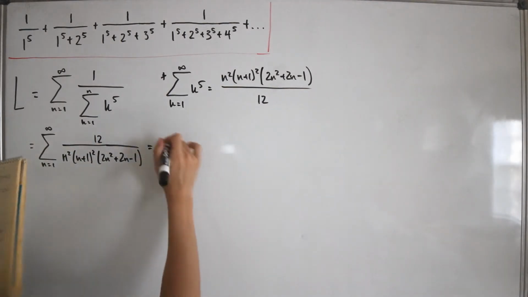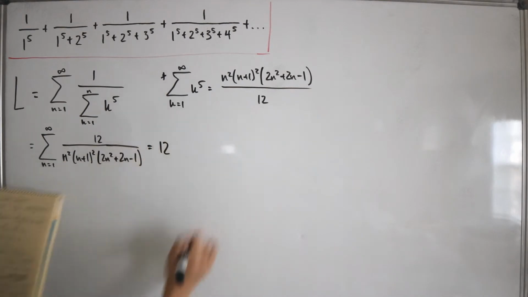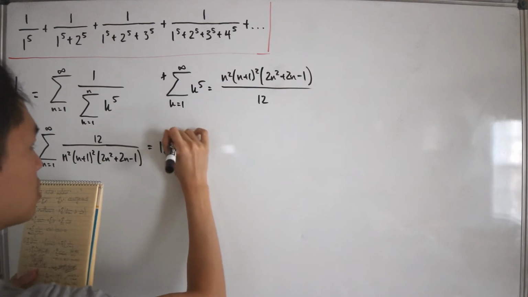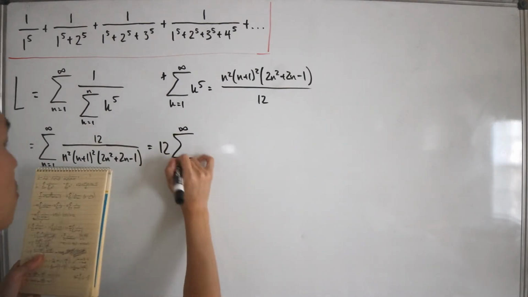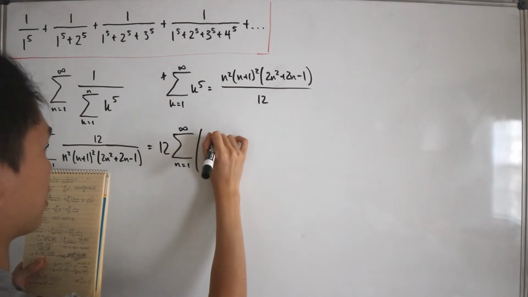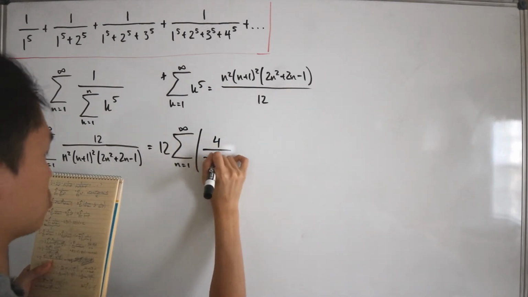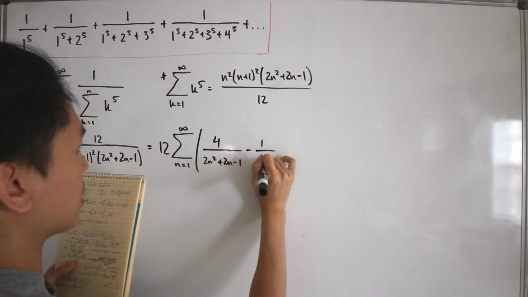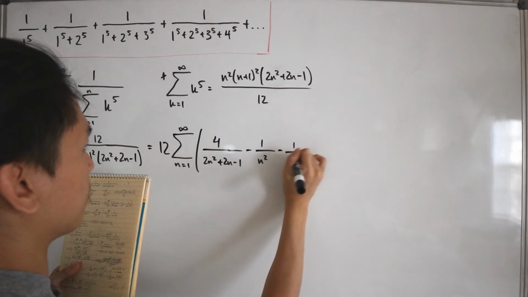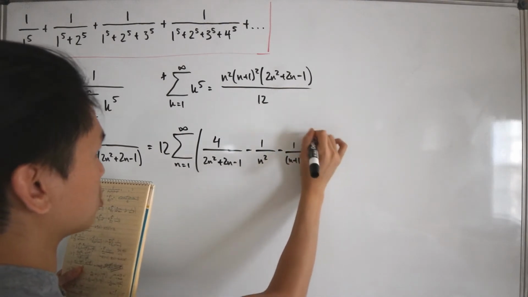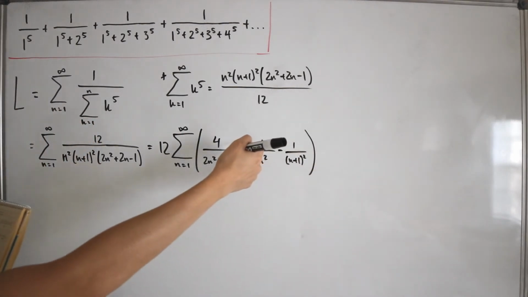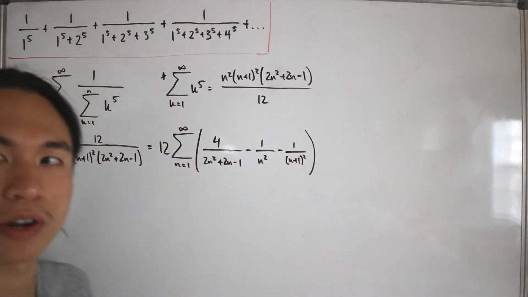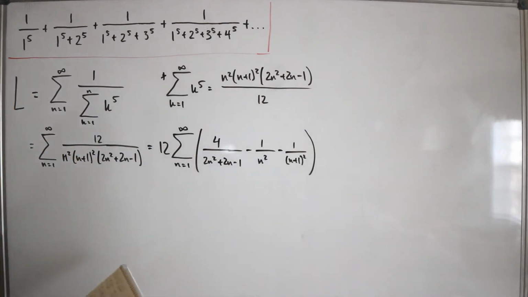Now, I can actually factor out a 12 as the constant, and then after this, we're going to have 1 divided by this entire denominator. If we apply some partial fraction decomposition, the series will be written as follows. So we have 4 divided by 2n squared plus 2n minus 1, then minus 1 divided by n squared, and then minus 1 divided by n plus 1 quantity squared. Nicely, we can see that 1 divided by n squared, taking into account this infinite sum, we already know what that's going to converge to.